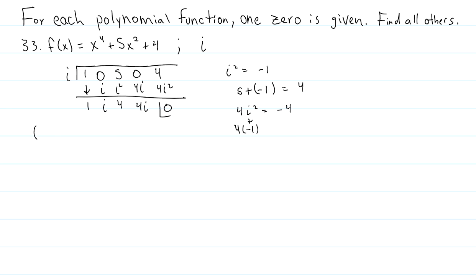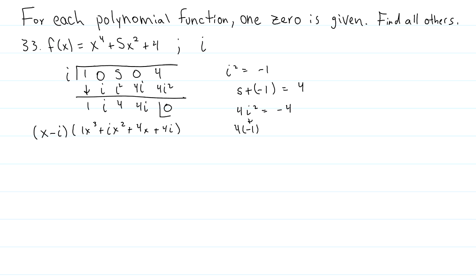So we factor out i. So it's x minus i. And we rewrite our answer. It's going to be a degree lower. So we have 1x cubed plus ix squared plus 4x plus 4i.